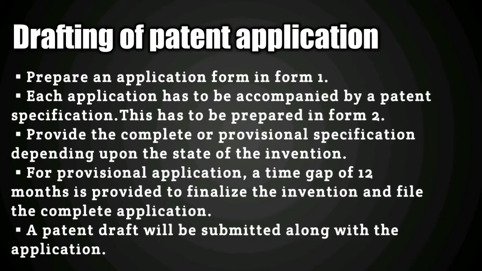Drafting of patent application. The next step involved is to prepare an application form in Form number 1. Each application has to be accompanied by a patent specification. This has to be prepared in Form 2, where one has to provide the complete or provisional specification depending upon the state of invention. So here you have to provide that your invention is partially completed or is fully complete. In case you file a provisional application, a time gap of 12 months is provided to finalize the invention and file the complete application.